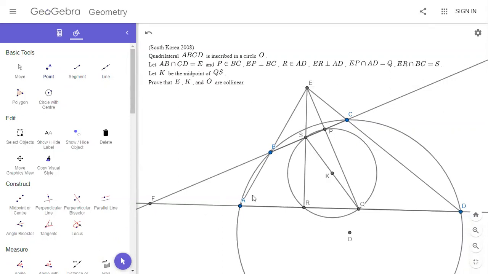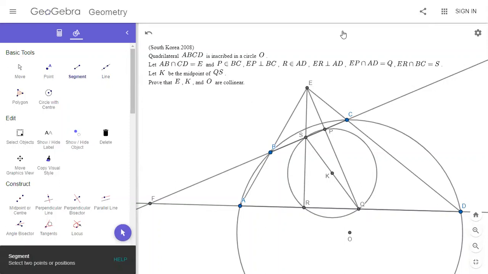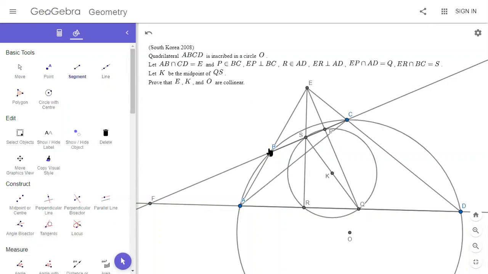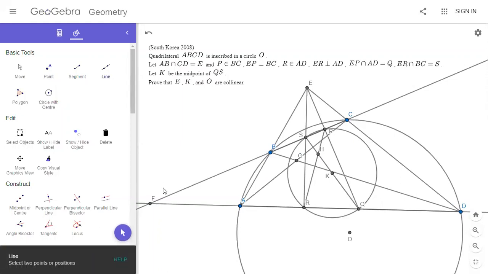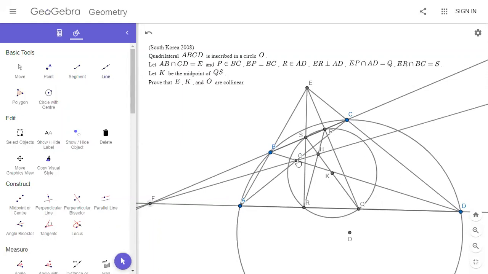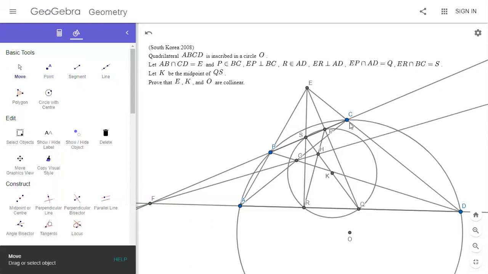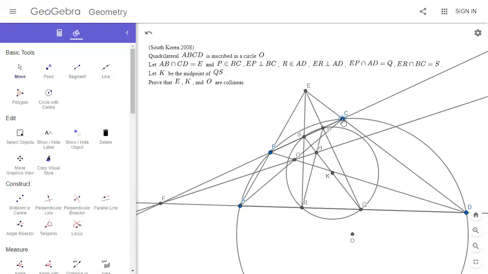Okay, so basically, but I need the intersection of the diagonals to use it though, right? That's the only thing that bothers me a little bit. But maybe it's worth adding those in. I don't know. But are F, G, and H collinear? Yeah. Okay, that is pretty interesting. F, G, and H are collinear.